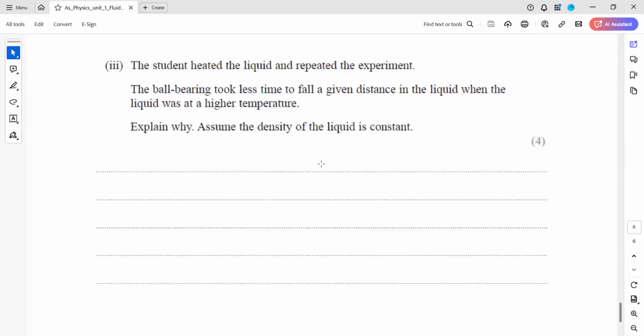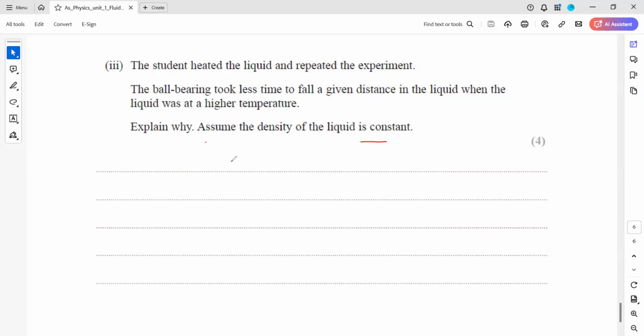Then the student heated the liquid and repeated the experiment. The ball bearing took less time. Assume that the density of the liquid is constant. So what actually happened when we increase the temperature, we reduce the viscosity. The liquid becomes less viscous. So as it becomes less viscous, the drag force will decrease. And when the drag force decreases, the terminal velocity will increase.